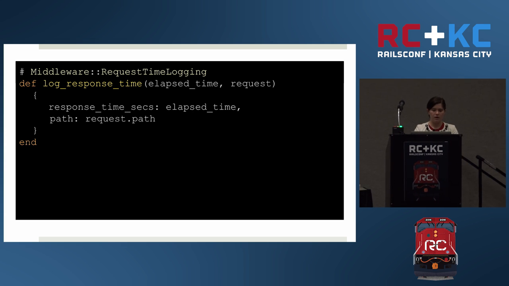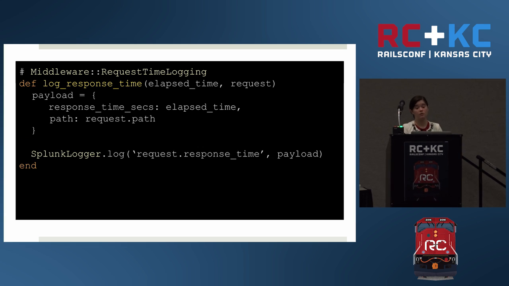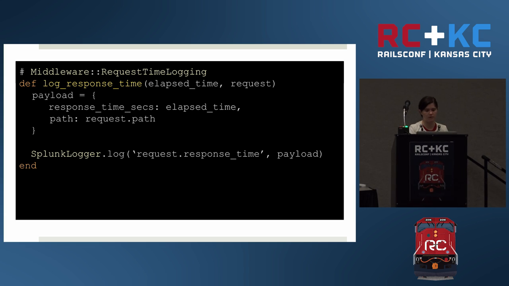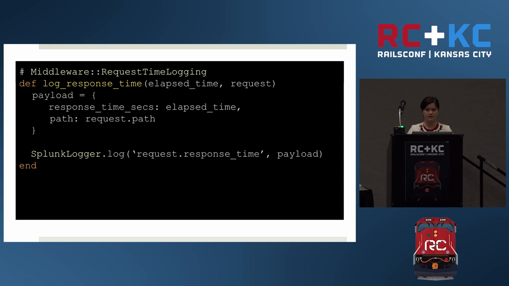We'll set up a JSON payload with that data to be sent to our logging. And because the most common reason to do this is that you're using something like Splunk, here's just an arbitrary implementation of sending it to Splunk with your instrumentation of request.responseTime and sending the payload off. And that middleware is now complete.